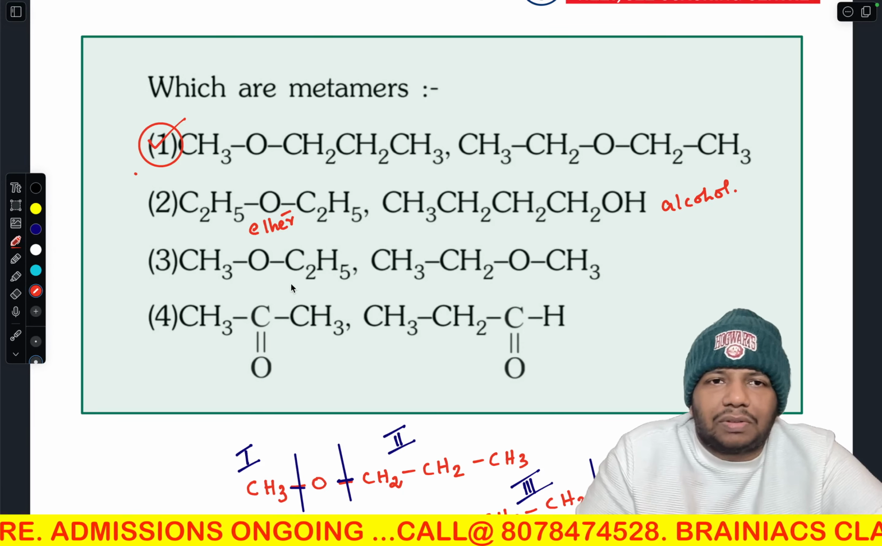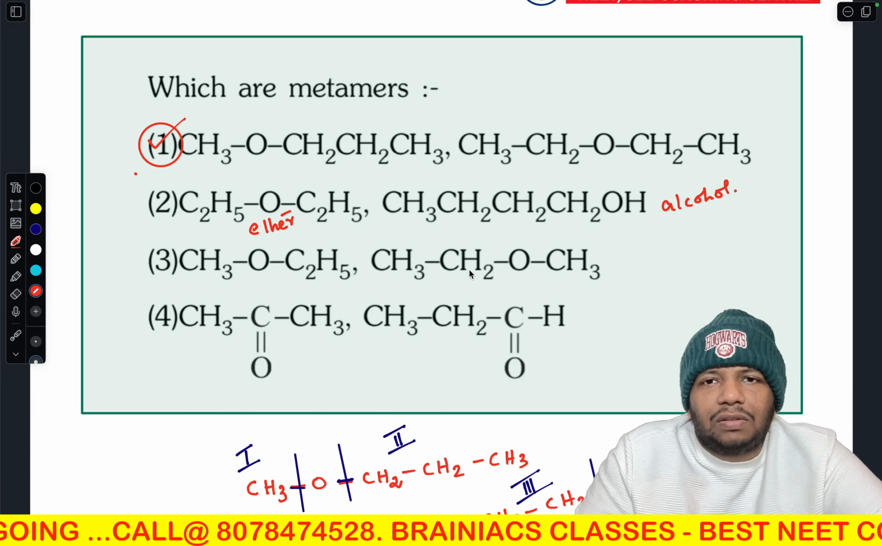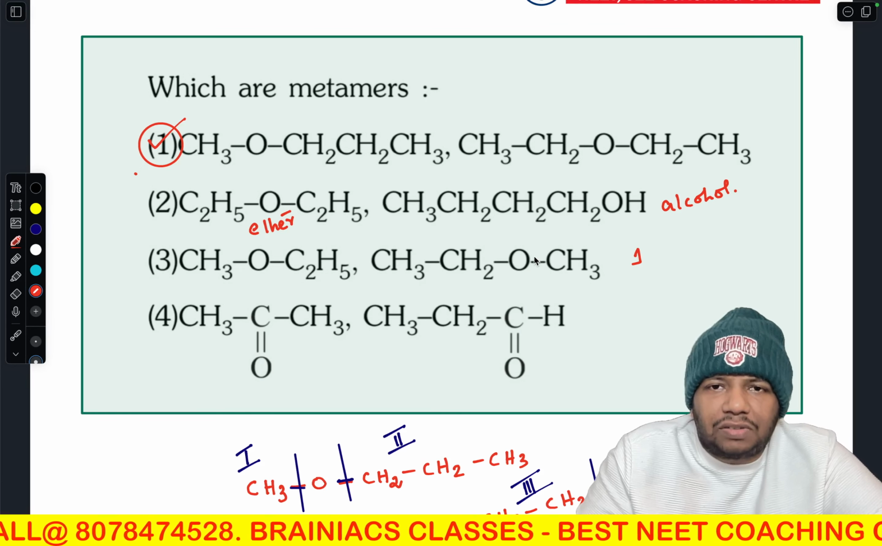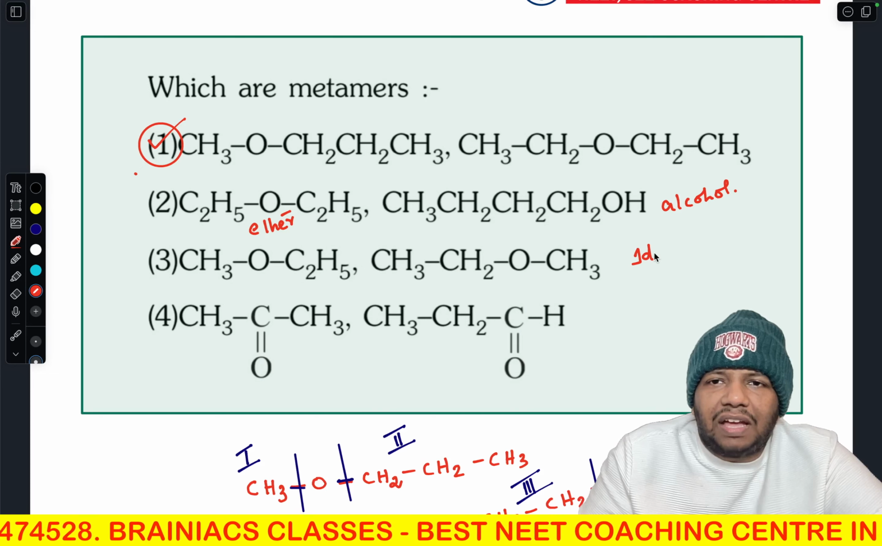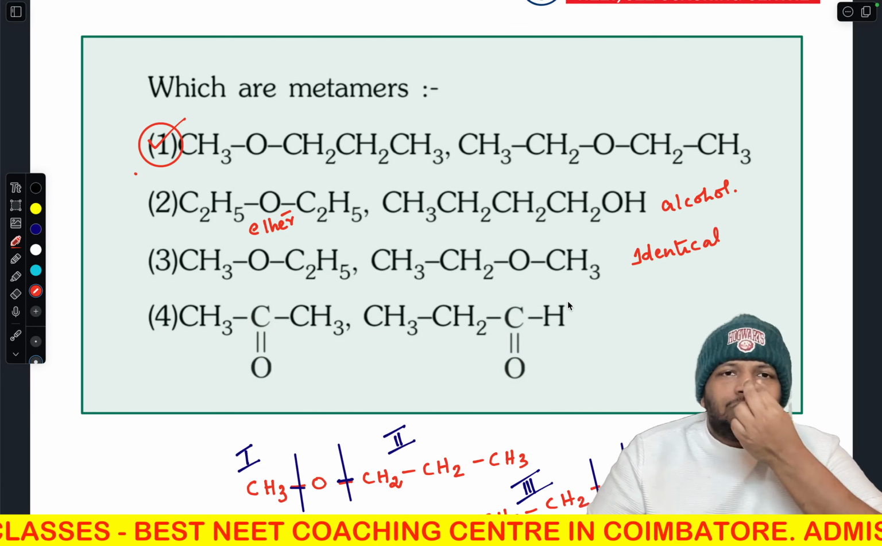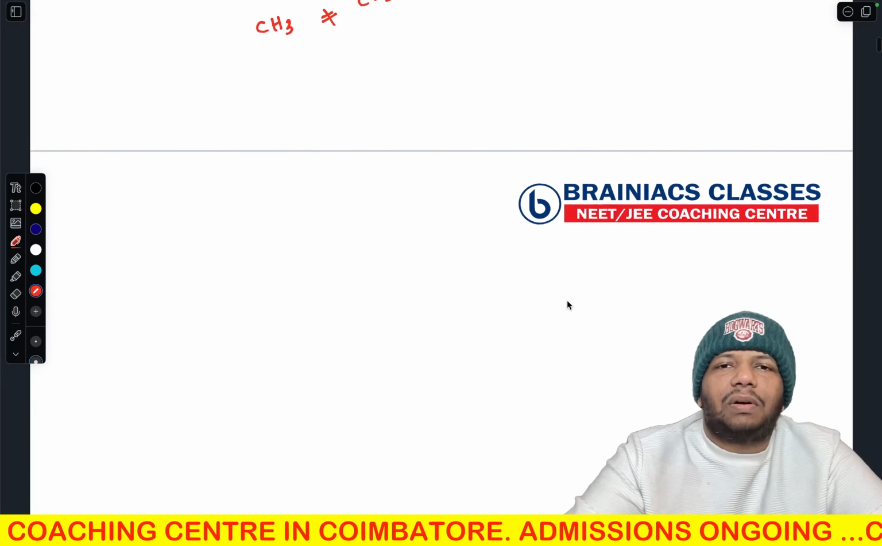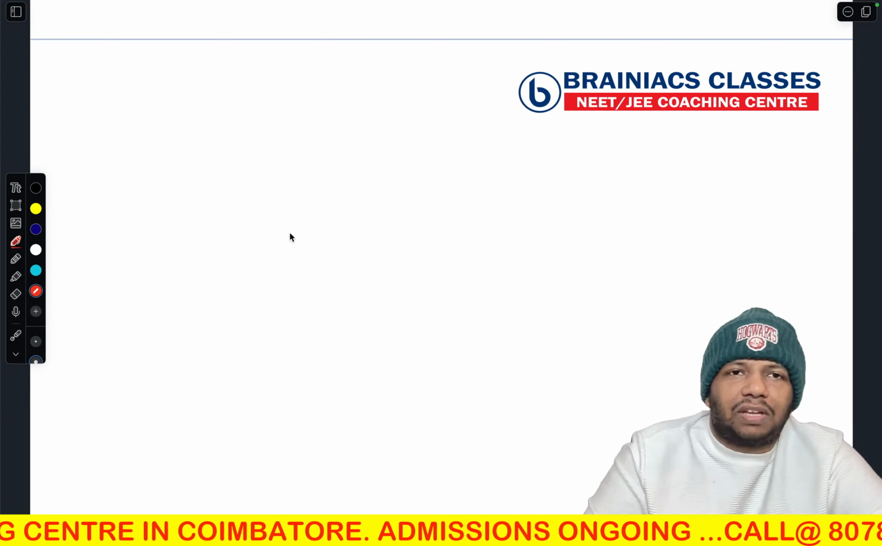Okay, they are not metamers. Now the third one, if you see CH3O C2H5, and this one, if you just reverse it, you can say they are identical. They look the same way. Or if you have a doubt, you just apply the same rule and you will get it. For your understanding, I am taking it.